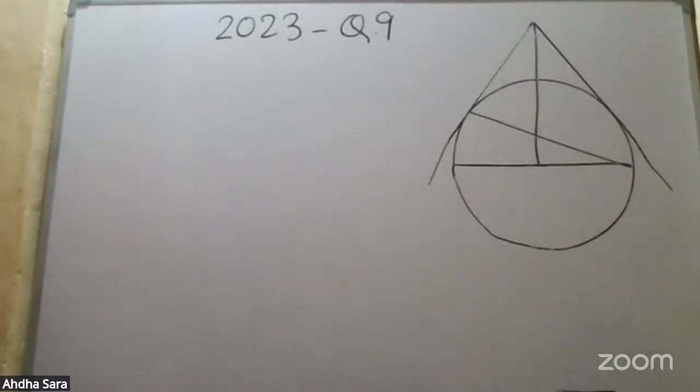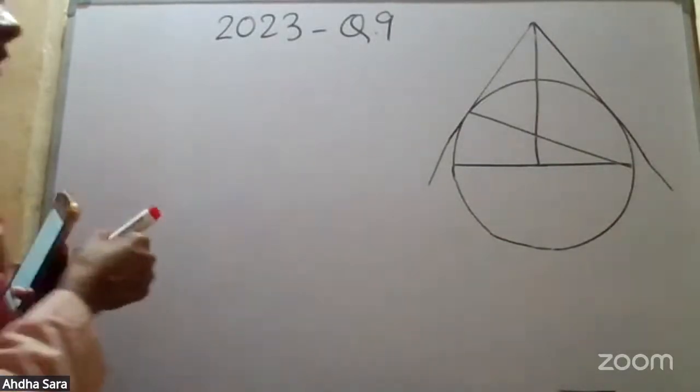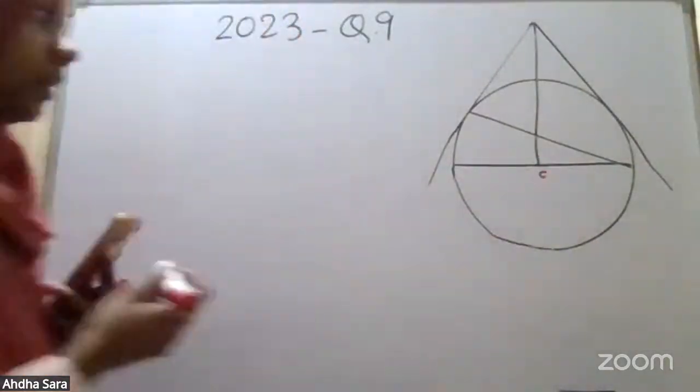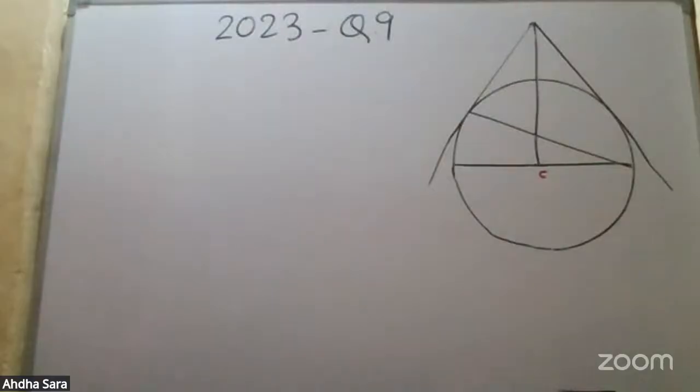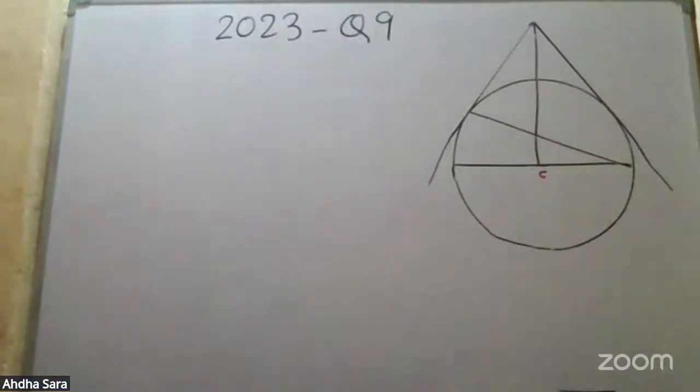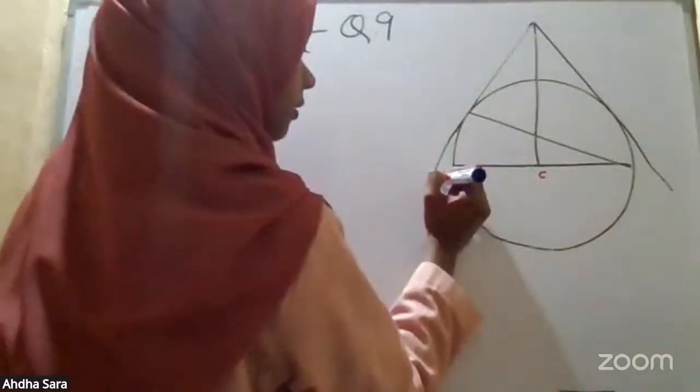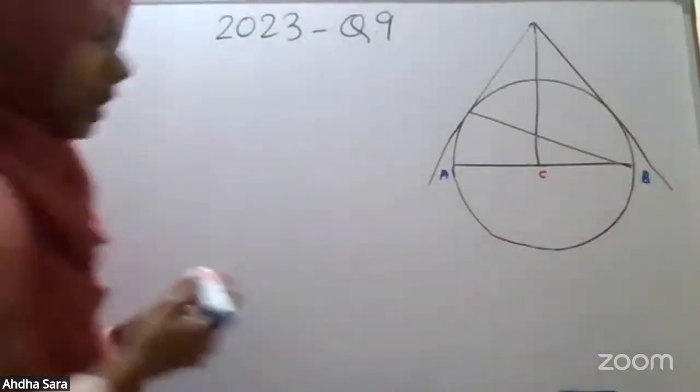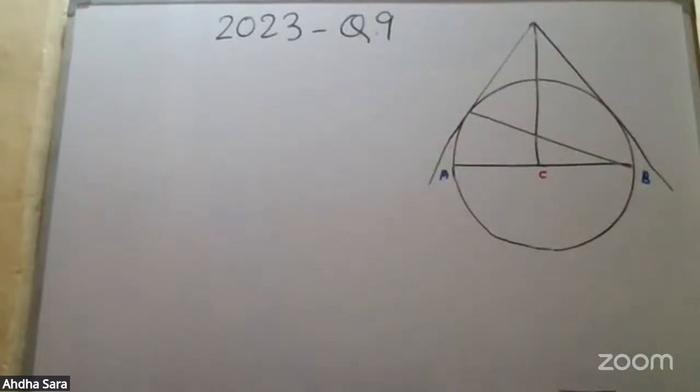So we have question number 9 in 2023. They have given C is the center and AB is the diameter of a circle in the given figure. You know, a chord that is drawn through a center is the diameter. So AB is a diameter.